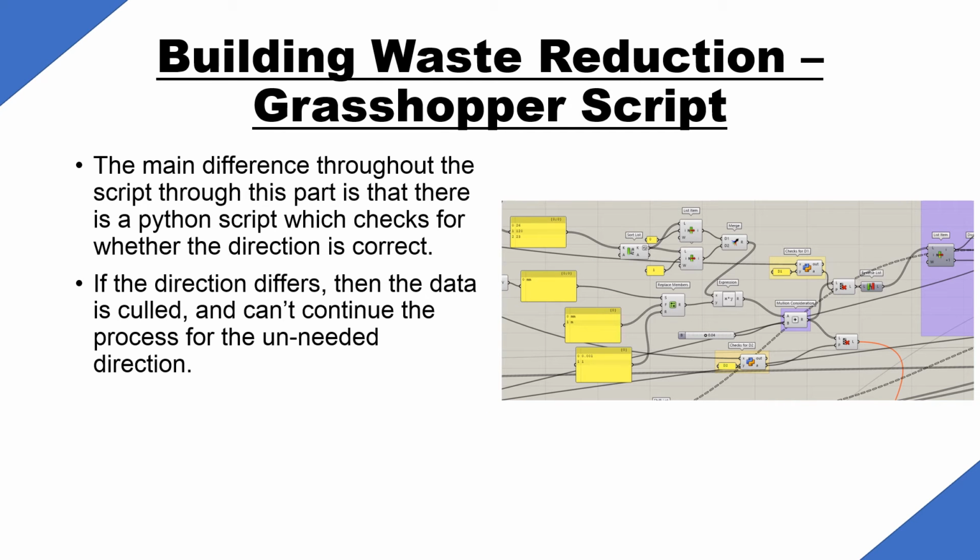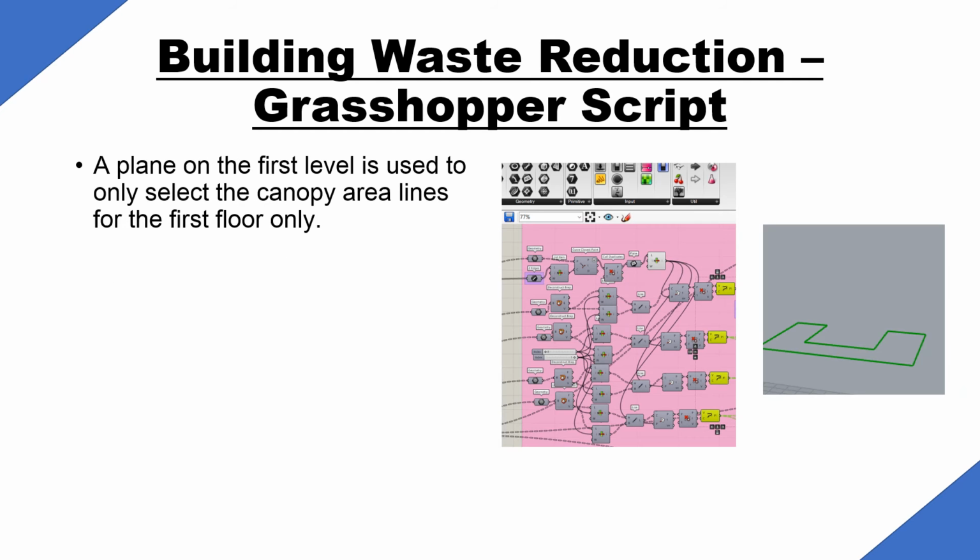Another cull pattern is used to make sure that the data can only access the side that it is actually necessary towards. So in this case, the data has been culled as there is no D2 in the D2 checker, and therefore it's been culled, and there is no direction 2 as it is unnecessary.